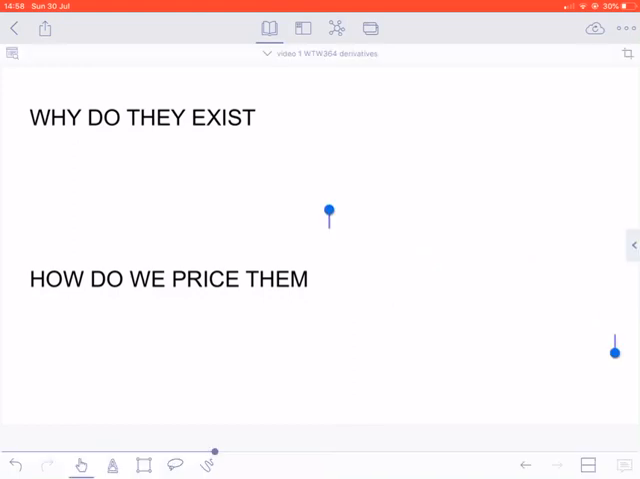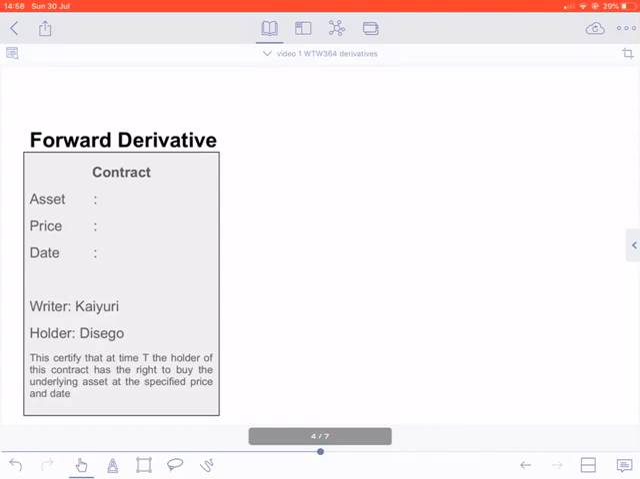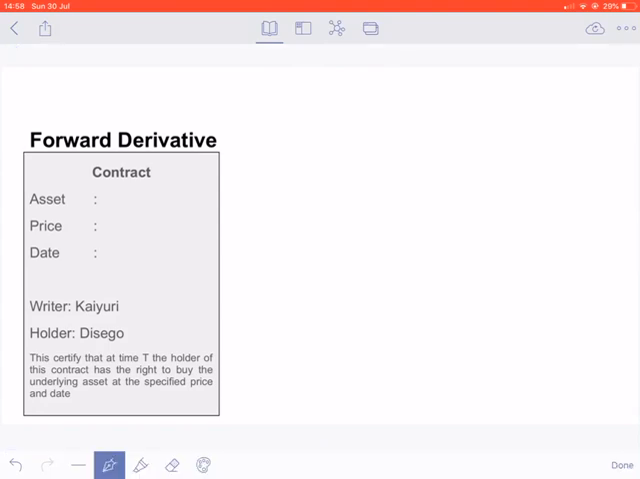But first of all, what is a forward contract or a forward derivative? Again, a forward is a derivative. Remember that we said a derivative is a contract that derives its value from another asset. A forward is basically a contract where there is a writer and a holder. The holder has the right to buy the underlying asset at a specified future time for a specified price. So we are here at time 0, and at the future time capital T, we have to buy the asset.